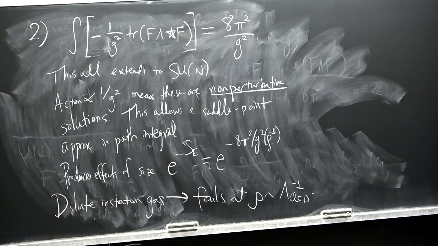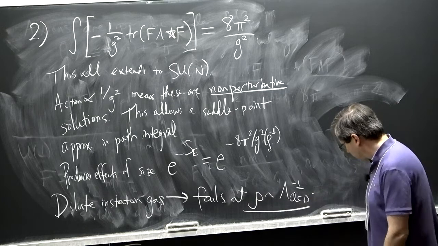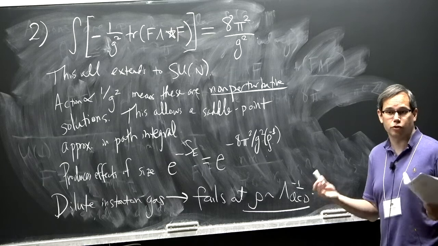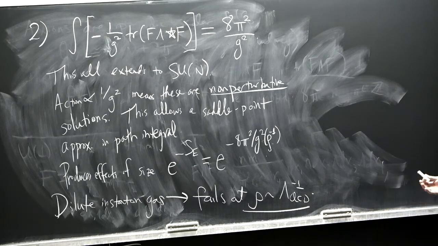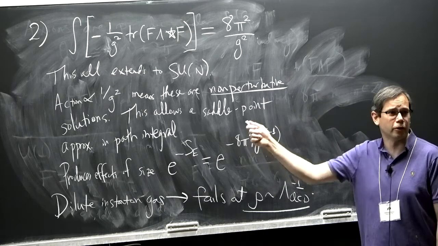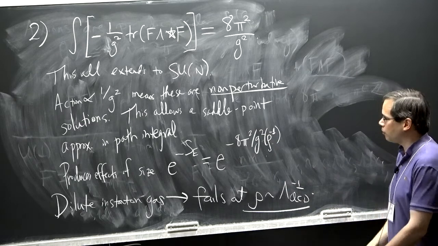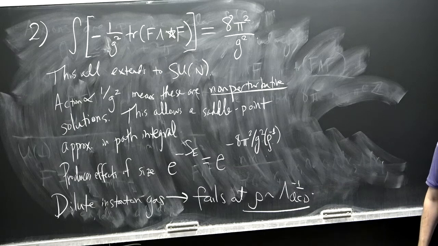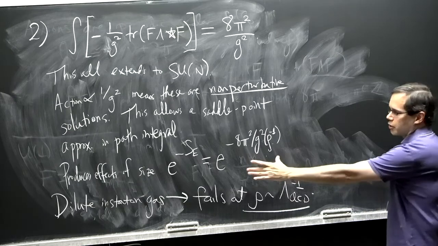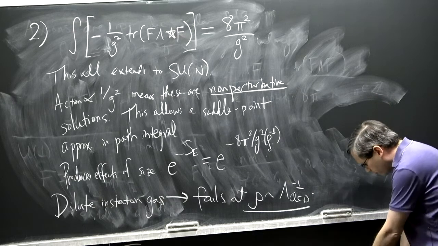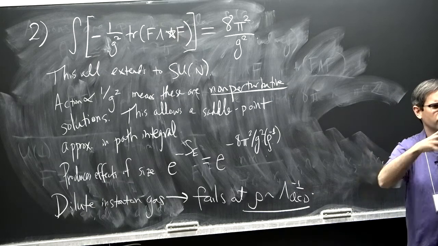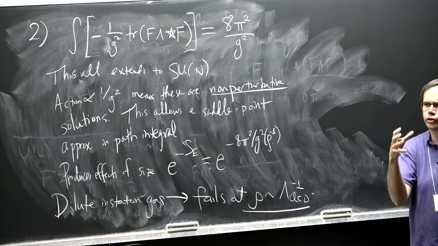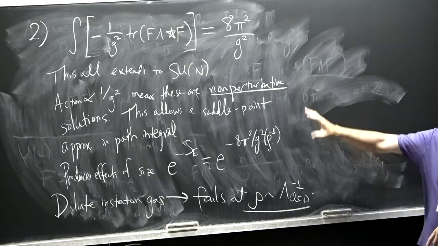But this breaks down because the coupling runs and eventually becomes strong, as you said. At some point, our perturbation theory in QCD breaks down because g is getting big. And this instanton approximation also breaks down because our coupling is getting big. 8 pi squared over g squared is not such a big number in the exponent, so this is not exponentially small anymore. And also the density of these instantons is getting big. They're overlapping each other when their size gets to be of order the QCD scale. And so this whole approach doesn't work.